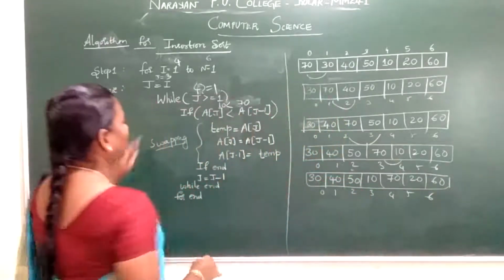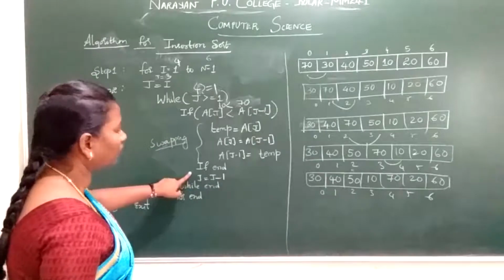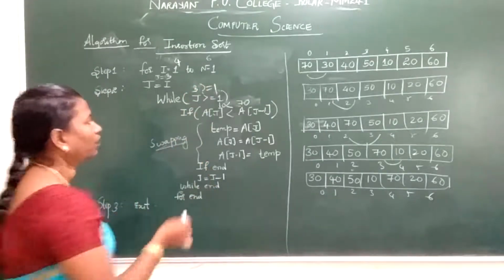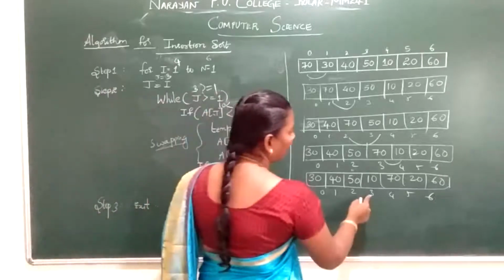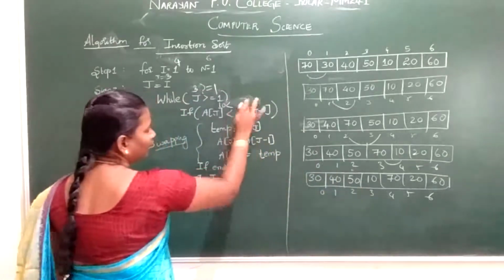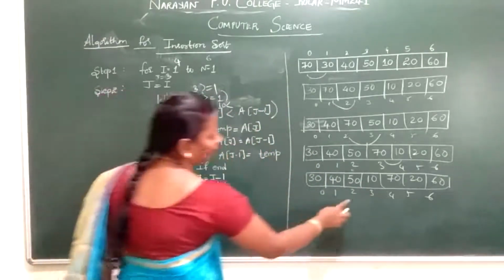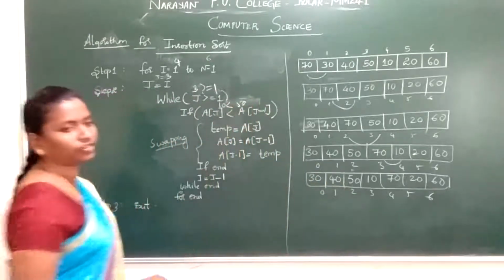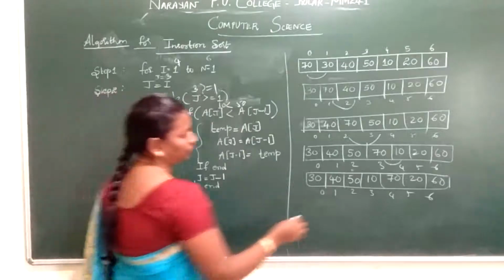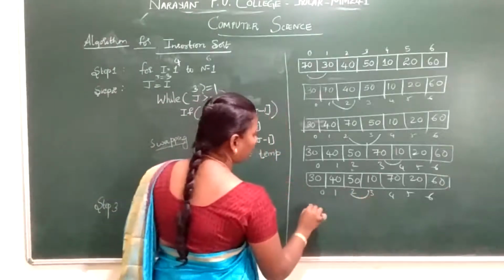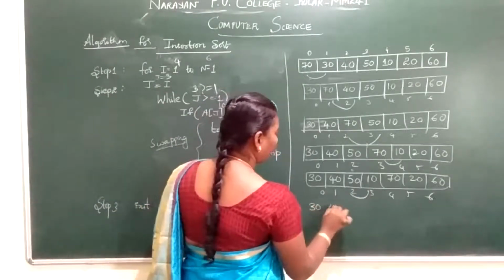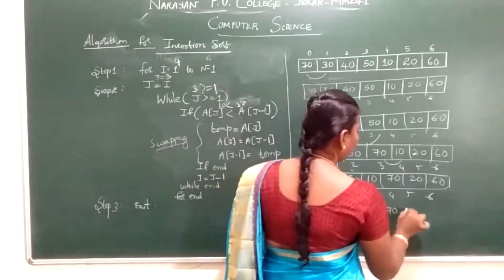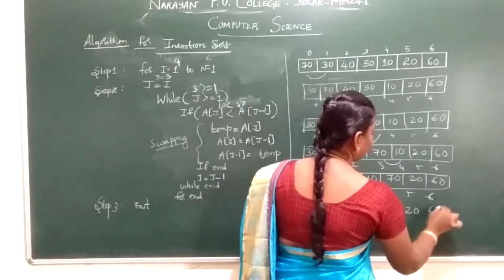Now j will become j minus 1, that is 4 minus 1, 3. Now the j value is 3. What is there in a of 3? I have 10. What is there in 3 minus 1, that is 2? We have 50. Is 10 less than 50? Yes, 10 is less than 50. Again the swapping takes place here. I have 30, 40, 10, 50, 70, 20, 60.